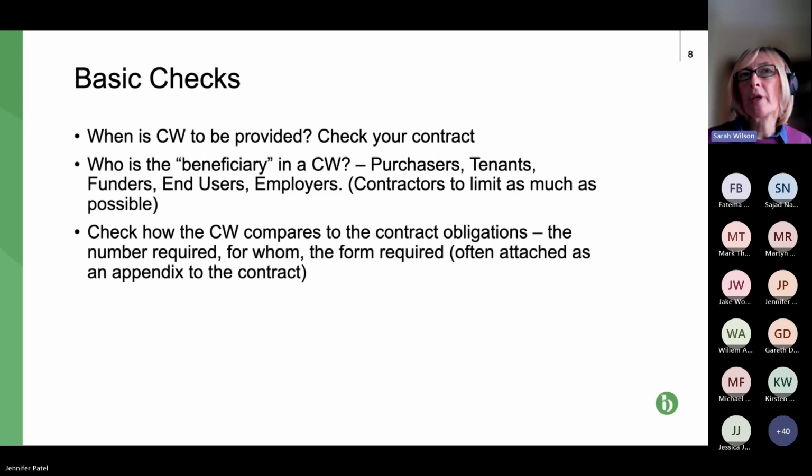So the beneficiary is any one of these third parties for whom the collateral warranty is given. It could be a purchaser, it could be a tenant, typically a long-term tenant. It could be a funder, a bank funding the project, an end user, or it could be the employer. So the employer would want collateral warranties. Bear in mind, it doesn't need a collateral warranty from the contractor because it has its contract.